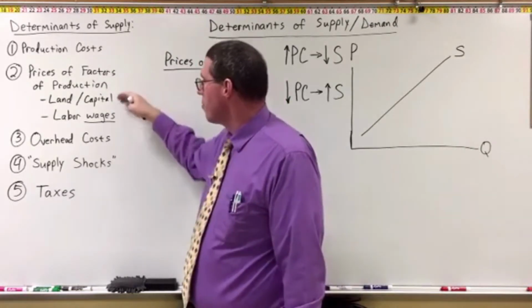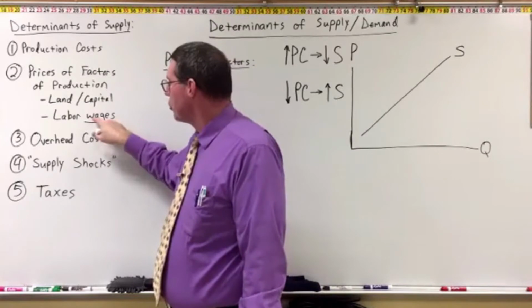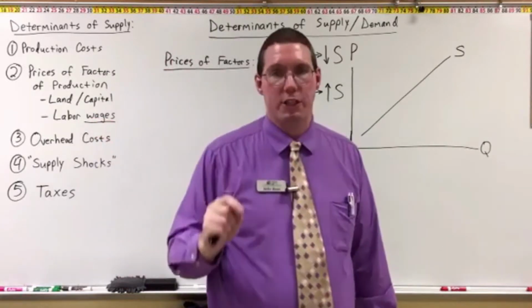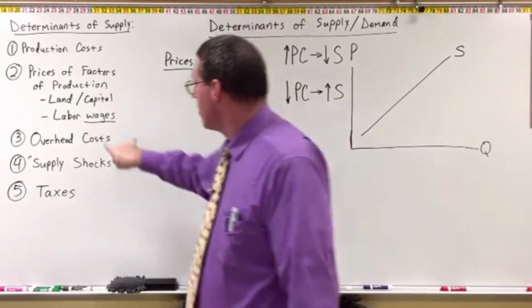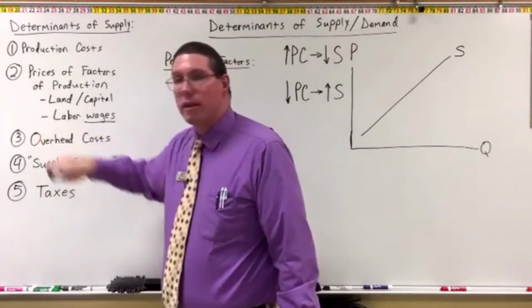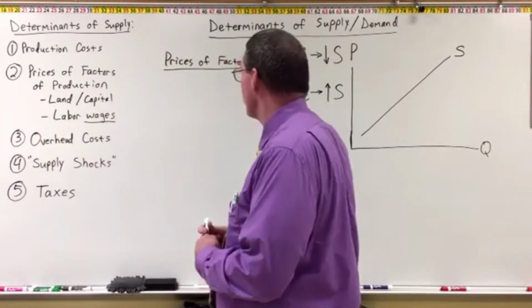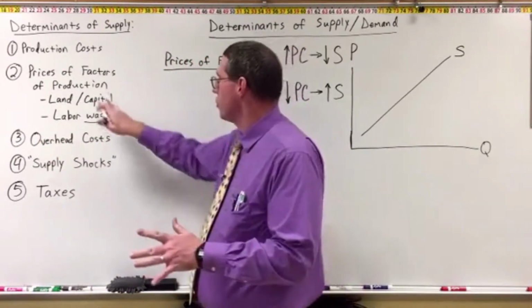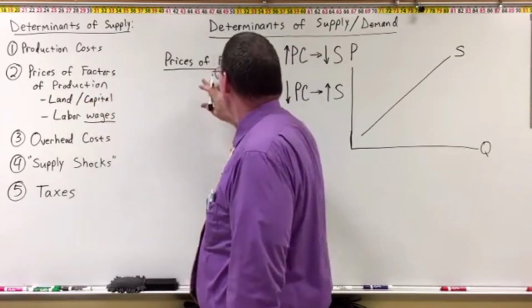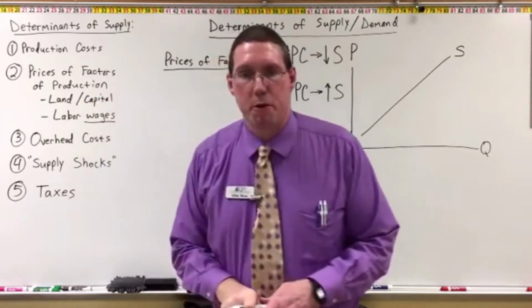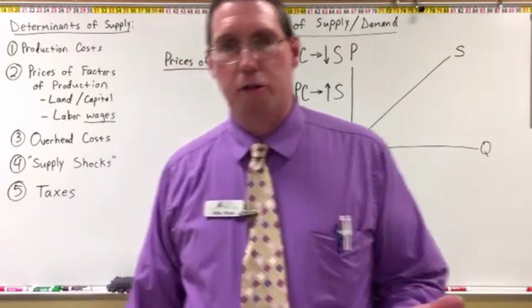But here's the reason I'm splitting them out: I want to make sure that you learn the word wages. And wages very specifically goes with labor. Okay? And so here's what we're going to say. Let's do land and capital first, and then we'll go to wages. When the price of any factor of production, what's an example of a factor of production?